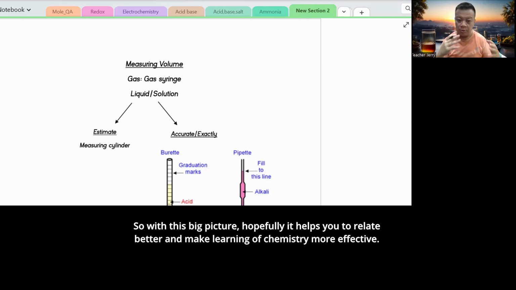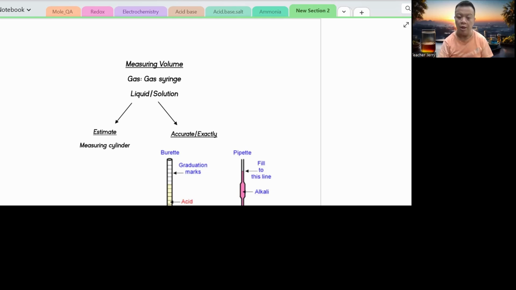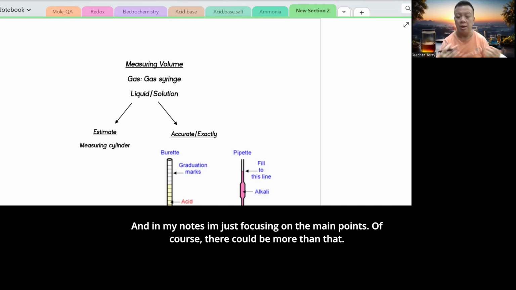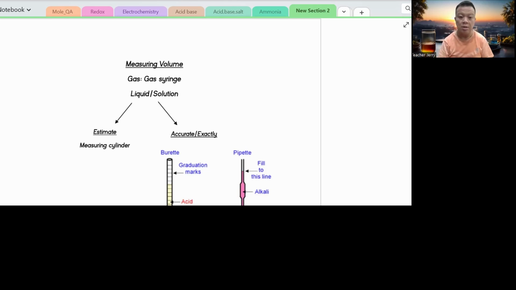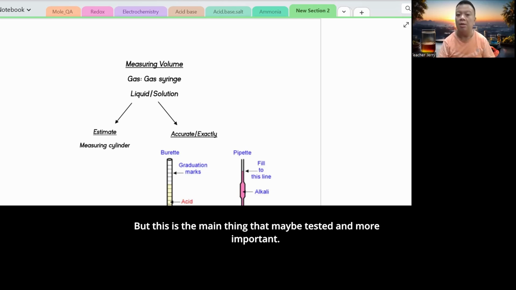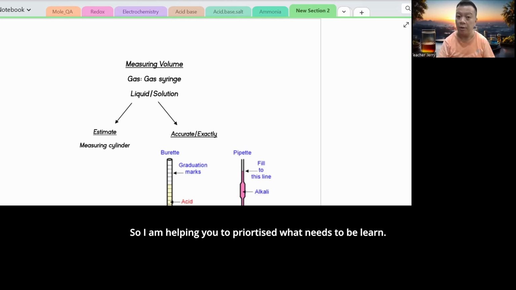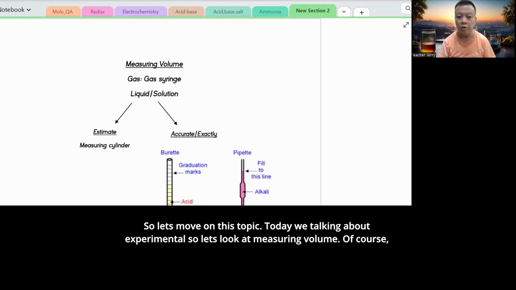With this big picture, hopefully it helps you relate better and makes your learning of chemistry more effective. At least you know what you're looking for. In my notes, I'm just focusing on the main points. Of course, there could be more than that, but this is the main thing that may be tested and is more important. So I'm helping you to prioritize what needs to be learned. Let's move on to this topic.